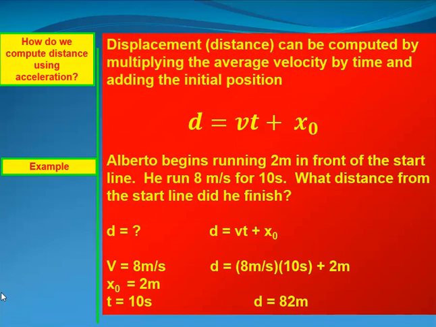He started 2 meters in front of the start line, which we'll consider to be 0 meters. And then t is 10 seconds. So it's just plugging in the numbers. You get 8 meters per second times 10 seconds, plus the 2 additional meters. That's 82 meters. That's the distance he ends up from the starting line.